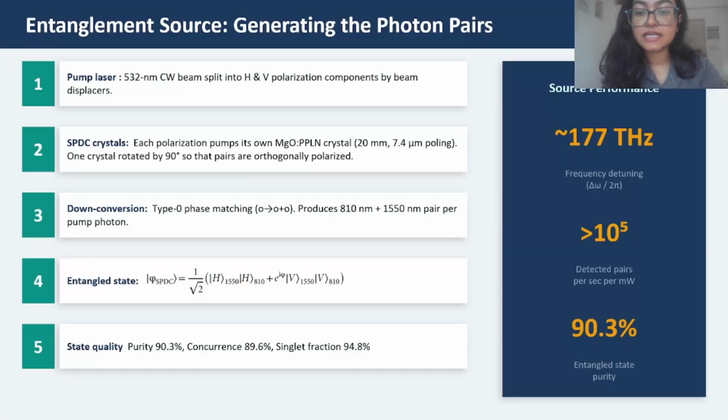The quality of this state is confirmed by quantum state tomography: purity of 90.3, concurrence of 89.6, and entangled singlet fraction of 94.8. These are excellent numbers, confirming near maximum polarization entanglement at the interferometer input. The key takeaway from the source module: a very bright, high purity, polarization entangled source of photons at two very different wavelengths, 810 nanometers and 1550 nanometers, separated in frequency by 177 terahertz.